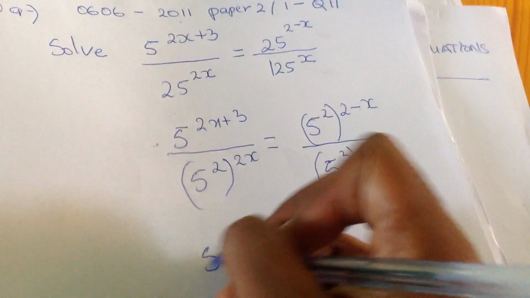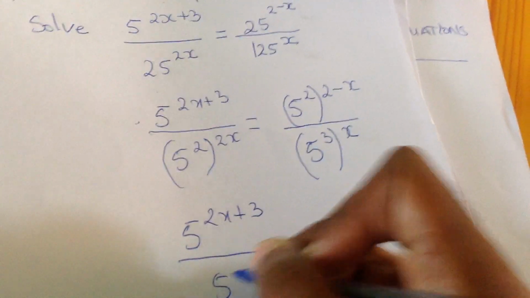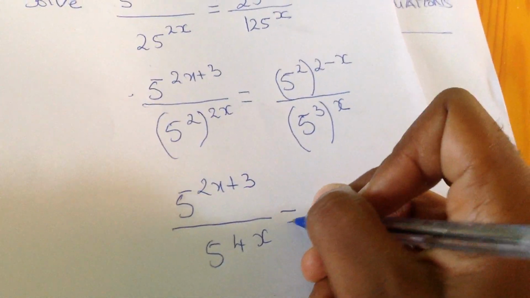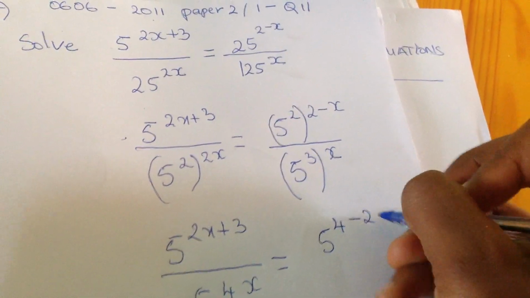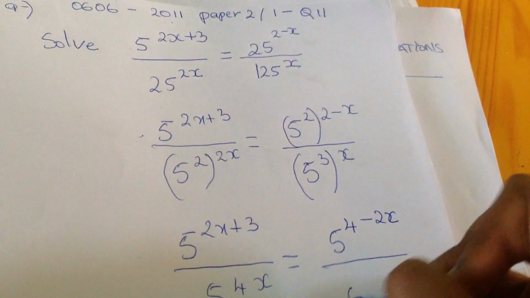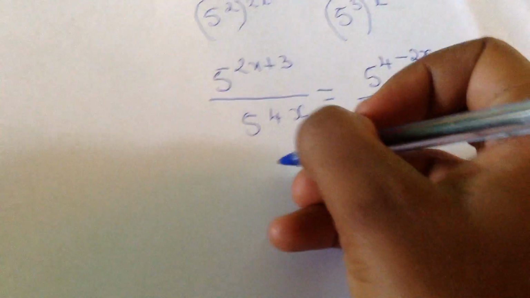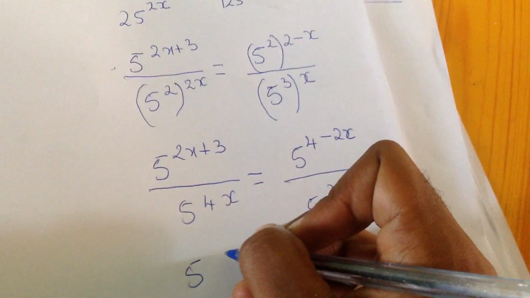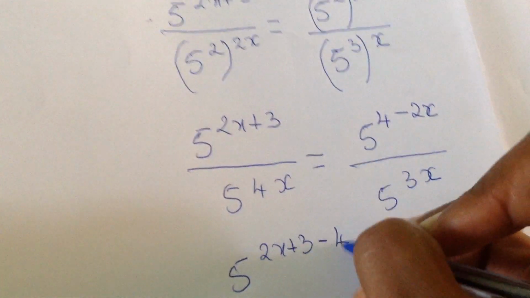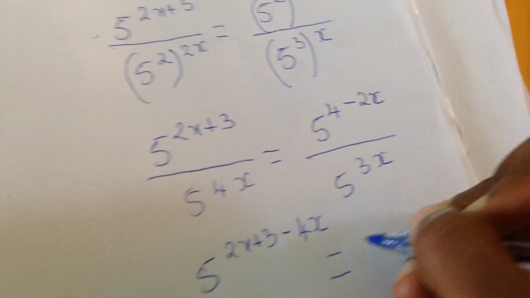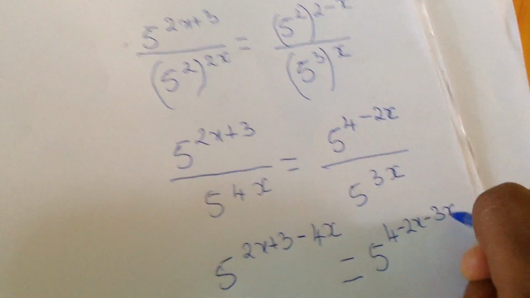So you write 5 raised to the power of 2x plus 3, all over 5 raised to the power of 4x, which is equal to 5 raised to the power of 4 minus 2x, all over 5 raised to the power of 3x. Make sure that it is an integer. Now go back to my videos again, see the rules. This is a division, so it becomes 5 raised to the power of 2x plus 3 minus 4x, is equal to 5 raised to the power of 4 minus 2x minus 3x.